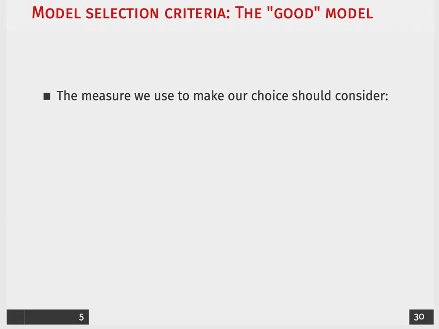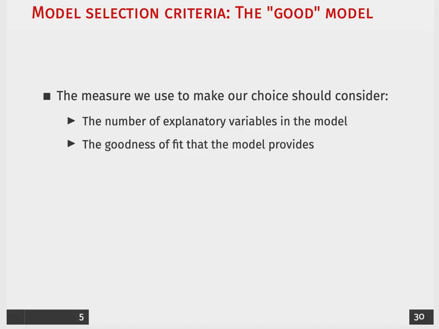Now that we understand that we can take either a backward or forward stepwise procedure to add or remove variables, we need to figure out what our criteria are going to be. And we kind of have a trade-off to make here. We want to reduce the number of explanatory variables that we have in the model, but at the same time, we want to increase the goodness of fit, obviously.